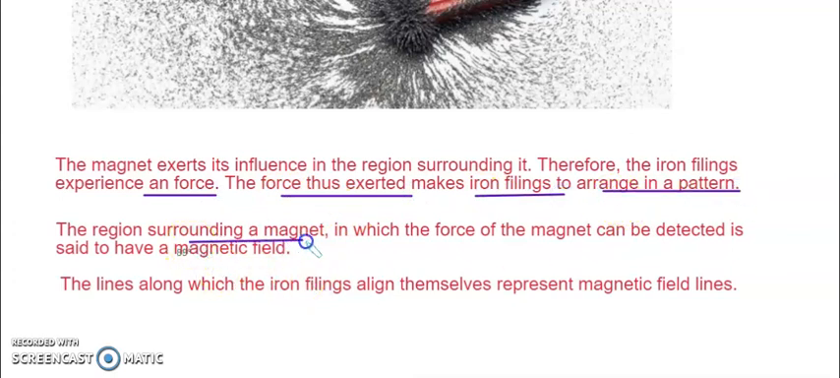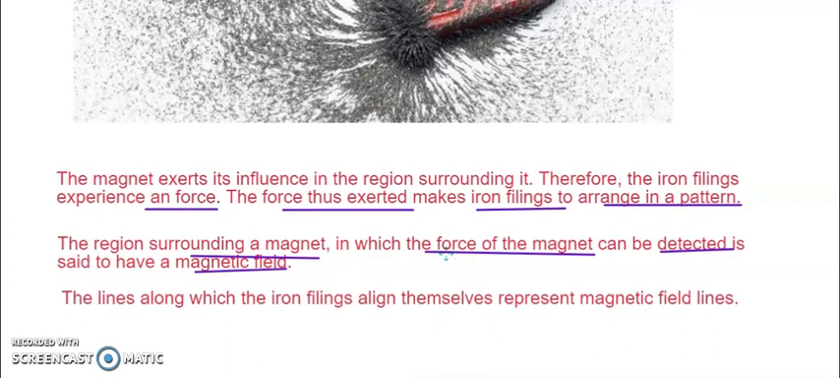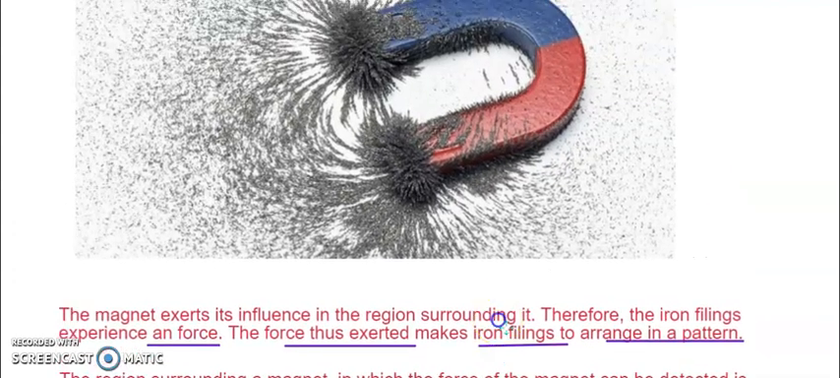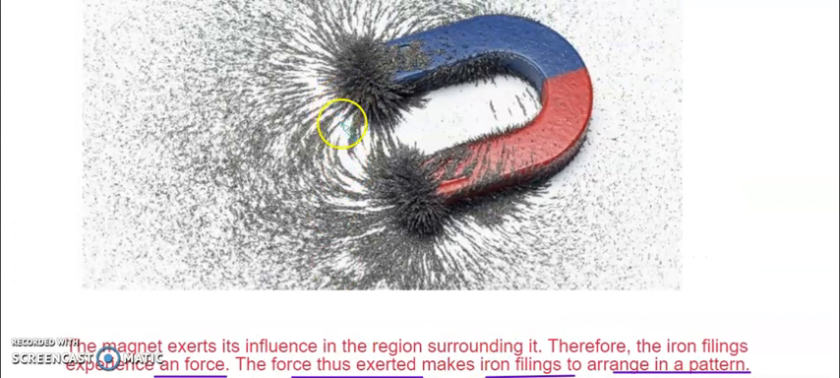The region surrounding a magnet, in which the force of the magnet can be detected, is called the magnetic field. It means the space around the magnet where we can feel that the force is being applied. That particular area or region is called the magnetic field. And lines along which the iron filings align themselves represent the magnetic field lines. Can you see here? These are the magnetic field lines.